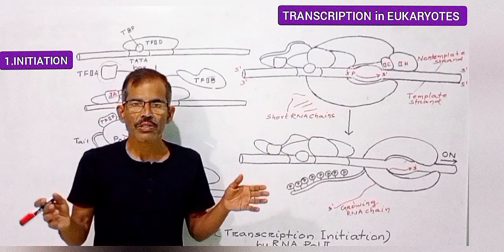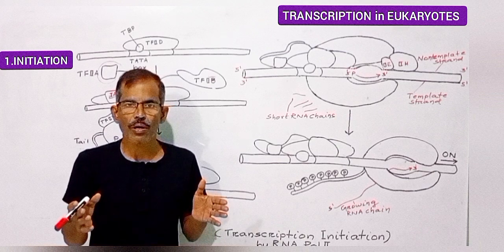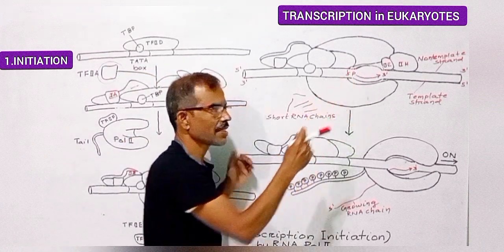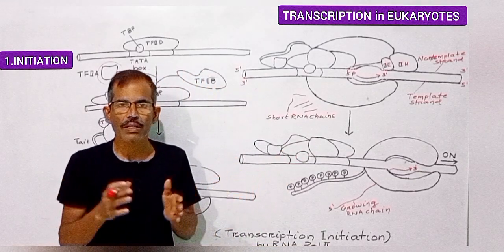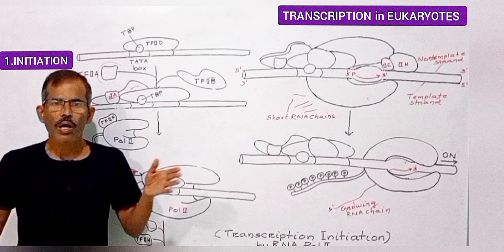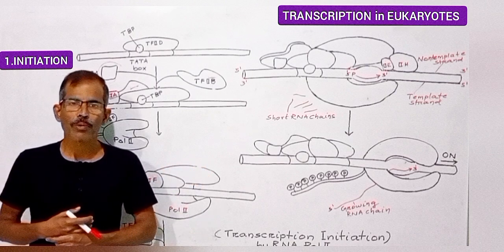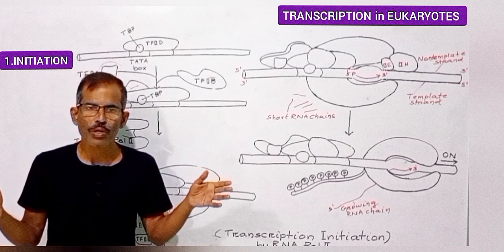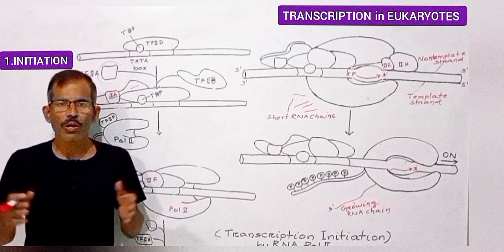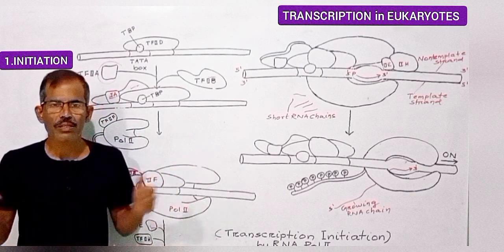This abortive synthesis of RNA stops only when the RNA chain has attained a length of 10 or more ribonucleotides. In eukaryotes, escaping the promoter involves the phosphorylation of RNA polymerase. This is not seen in bacterial systems.